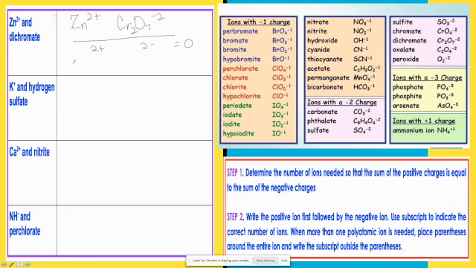So the formula is still the same. Just combine them together and remove the charge because it's already neutral: ZnCr2O7, that is zinc dichromate.